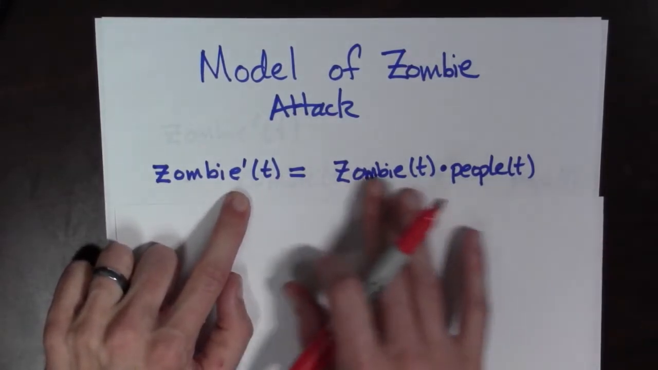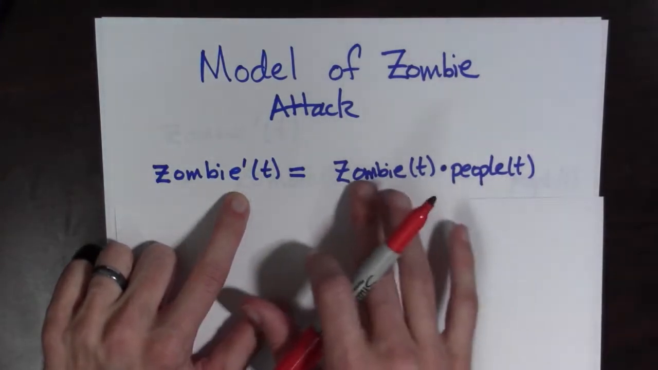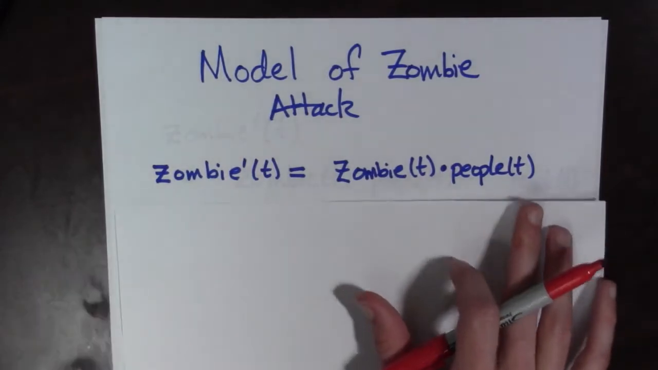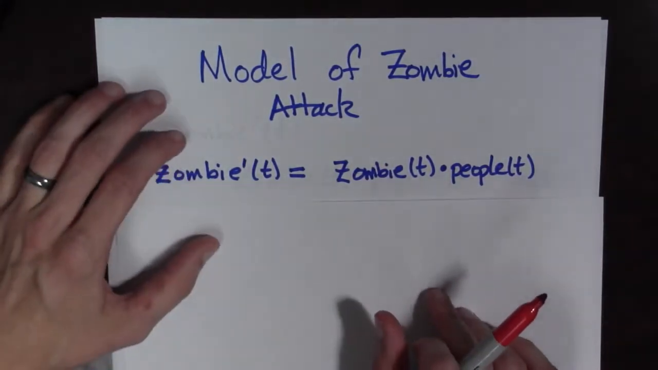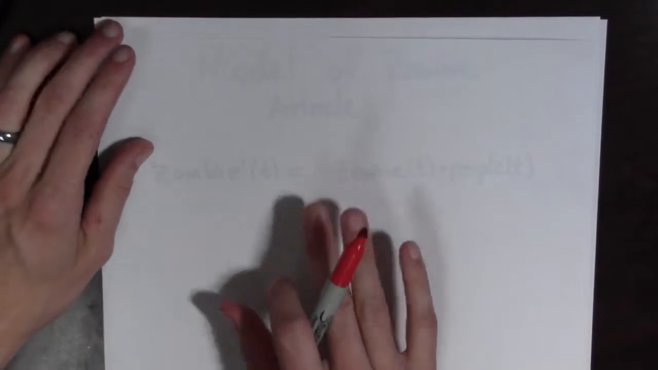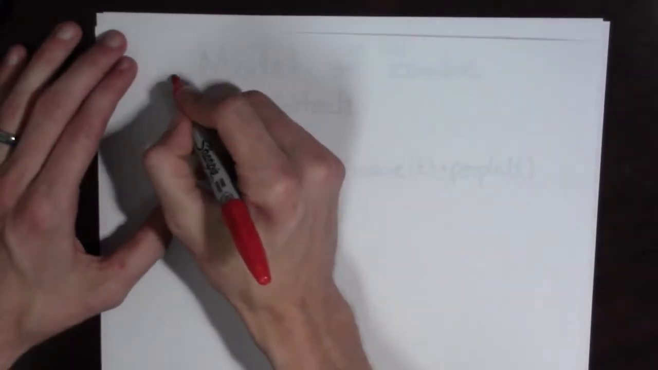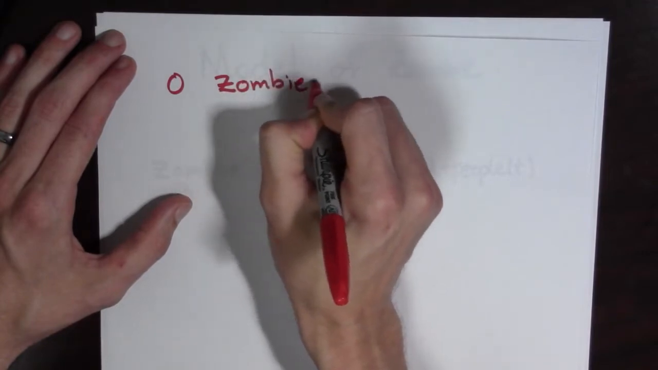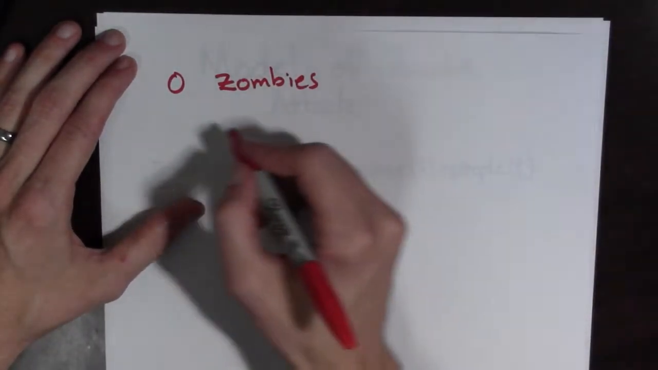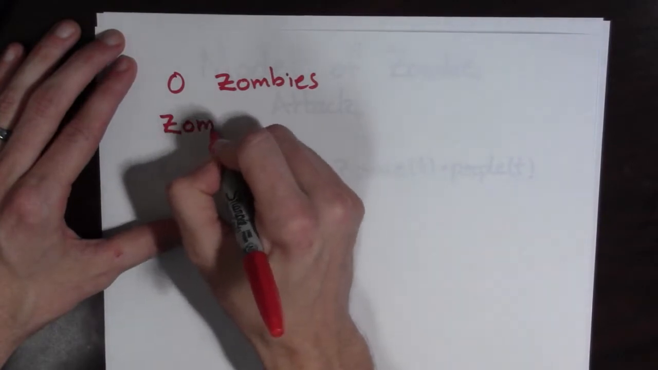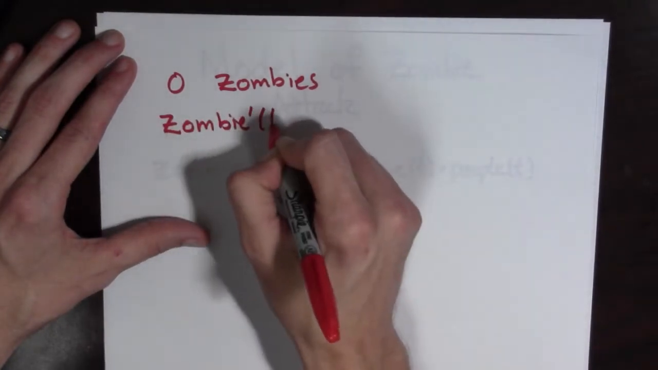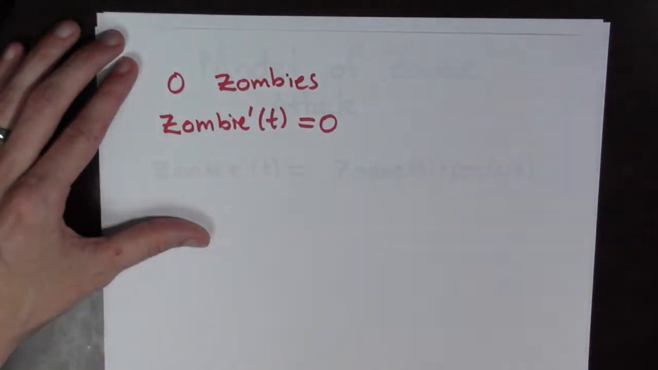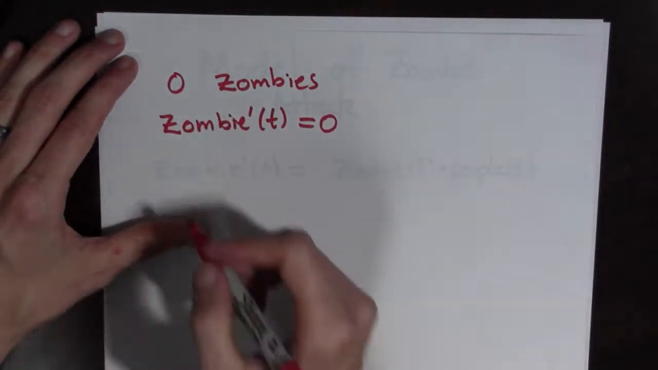All right, and I claim this is something like the number of zombies at a given hour times the number of people at a given hour. And I want you to think about this for a second. If there are 0 zombies, what's the rate of increase? Well, zombie prime of t had better equal 0, because if there's 0 zombies, then zombie prime of t equals 0.